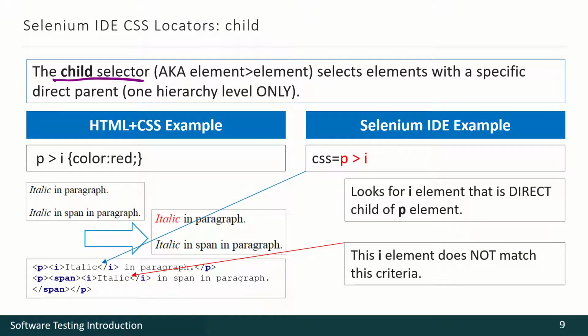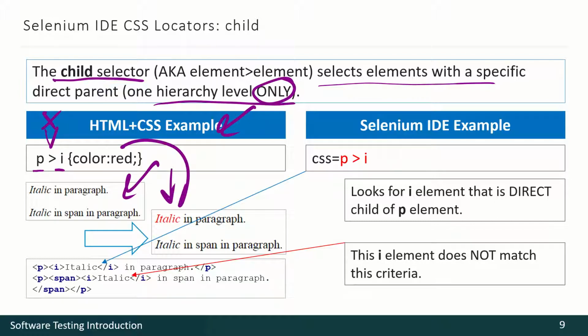The child selector is a little bit similar to the previous one, but it selects elements with one hierarchy level only. Here is the example. We look for italic right inside paragraph, so there must be nothing between them. Here's a before and after example with the coloring. We see that this italic is right inside this paragraph and nothing is here, no elements. There may be text, but there should be no elements.